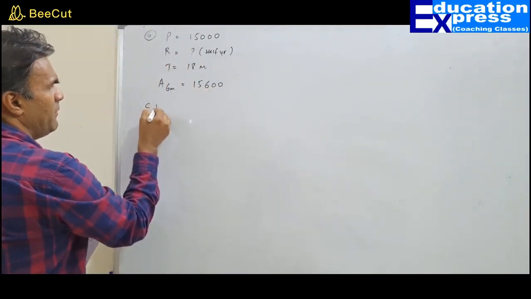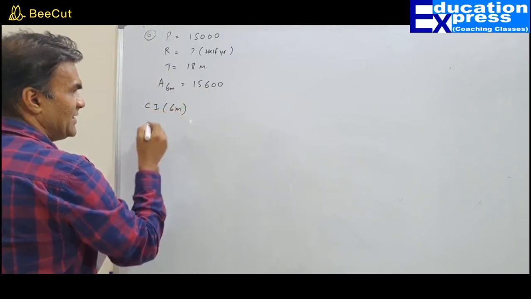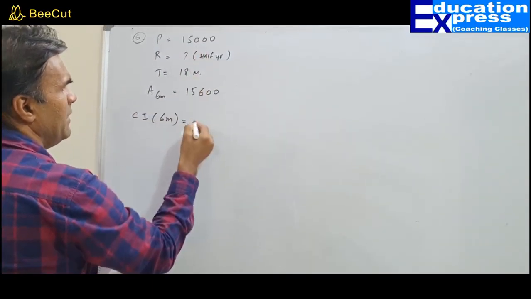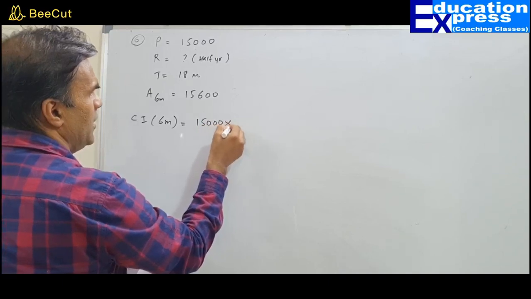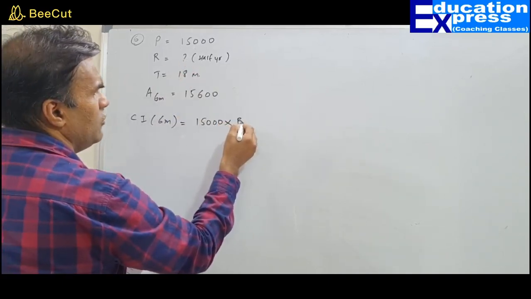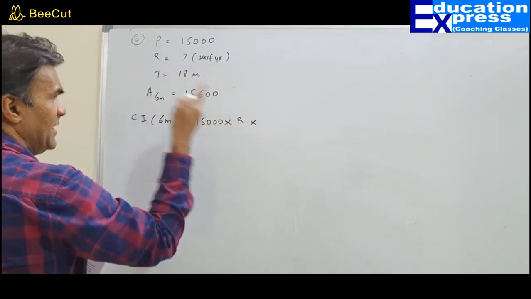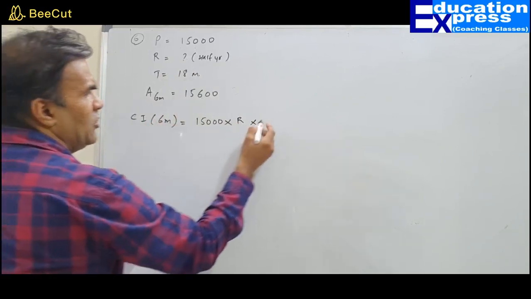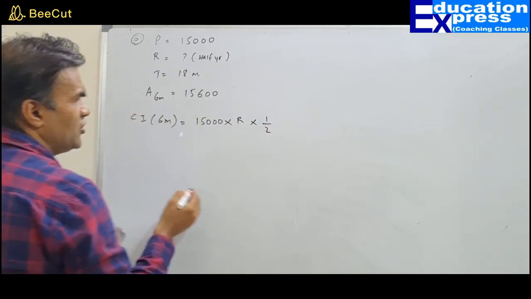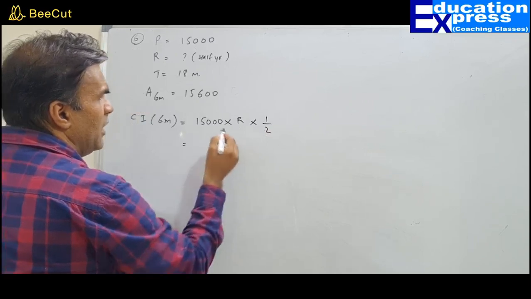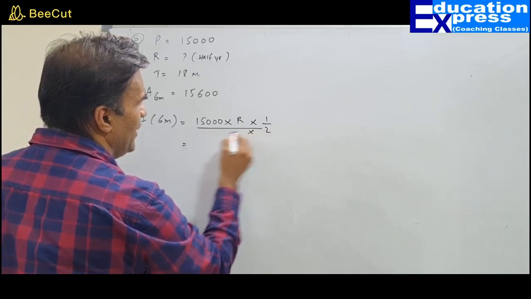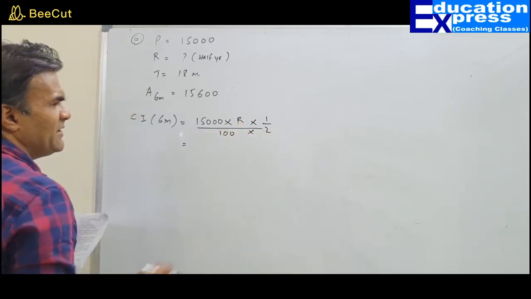So can you find compound interest for 6 months? Yes, sir. How? Principal into rate, so not known. Into time, yes, sir. 6 months only. So half. So how much will it come up to? Upon 100. Because rate is always expressed as a percentage.